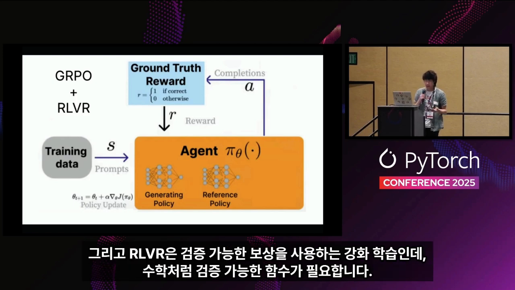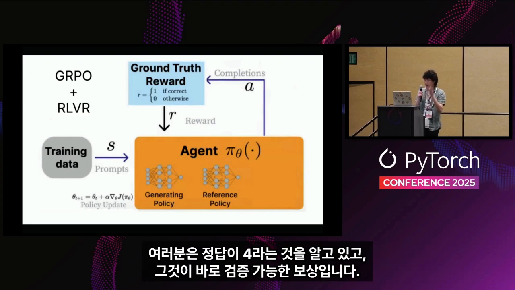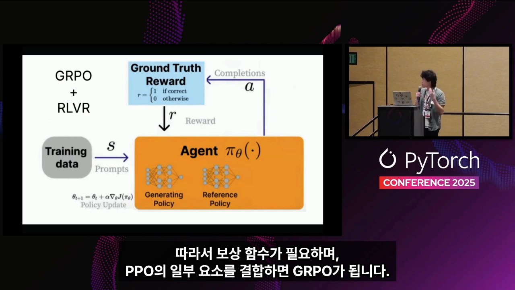And RLVR is reinforcement learning with verifiable rewards. Essentially, you need to have verifiable functions, such as maths, right? 2 + 2 is equal to 4. You know the answer, which is 4, and that is the verifiable reward. So you need to have a reward function and some components of PPO, and this becomes GRPO.